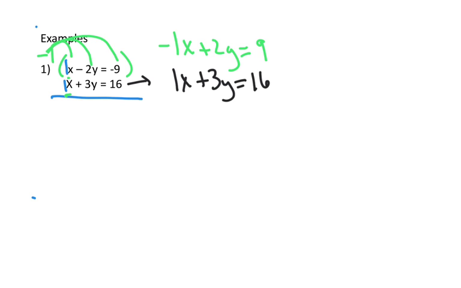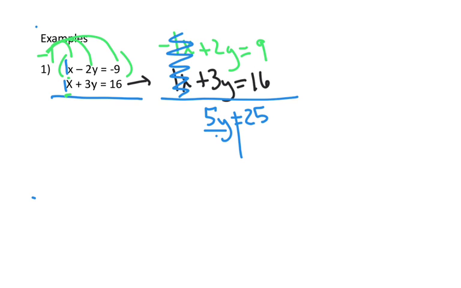But now, if I add these, negative 1x plus 1x cancels. If I add my y's, 2y plus 3y gives me 5y. And 9 plus 16 will give me 25. Now I have an equation I can actually solve. I'm going to solve this for y. So divide both sides by 5, and y equals 5.